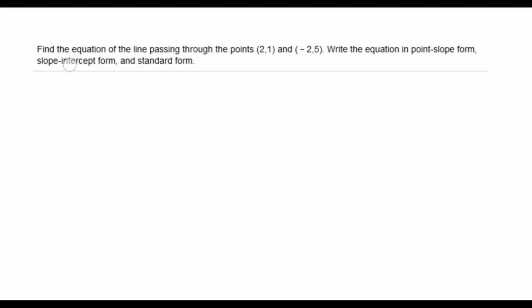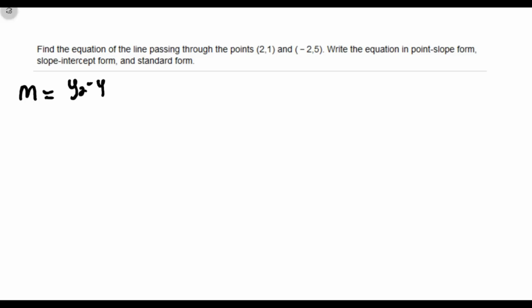This question says, find the equation of the line passing through the points 2, 1 and negative 2, 5. Write the equation in point-slope form, slope-intercept form, and standard form. So the first thing we need to do is find the slope. You can find the slope using the slope formula.